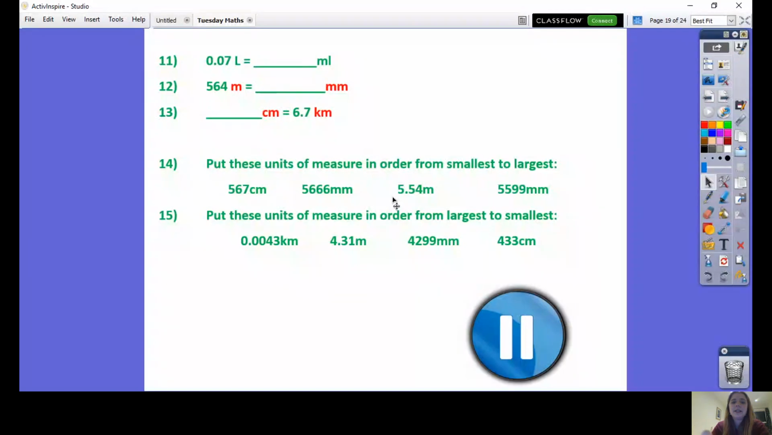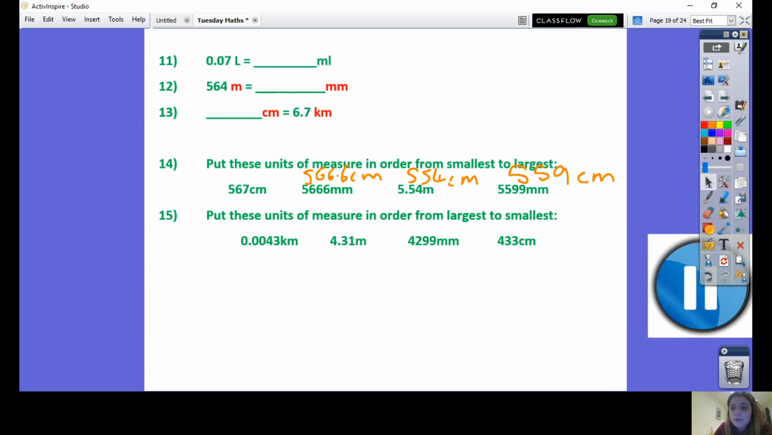Just going to reshare my screen. Thank you so much for your patience, everybody. Sorry about that. Okay, hopefully you can see that. So we've got to here. This will be 566.6 centimetres. This will be 554 centimetres, and this will be 559 centimetres. So in their order, remember you need to put it in its correct, its original form.